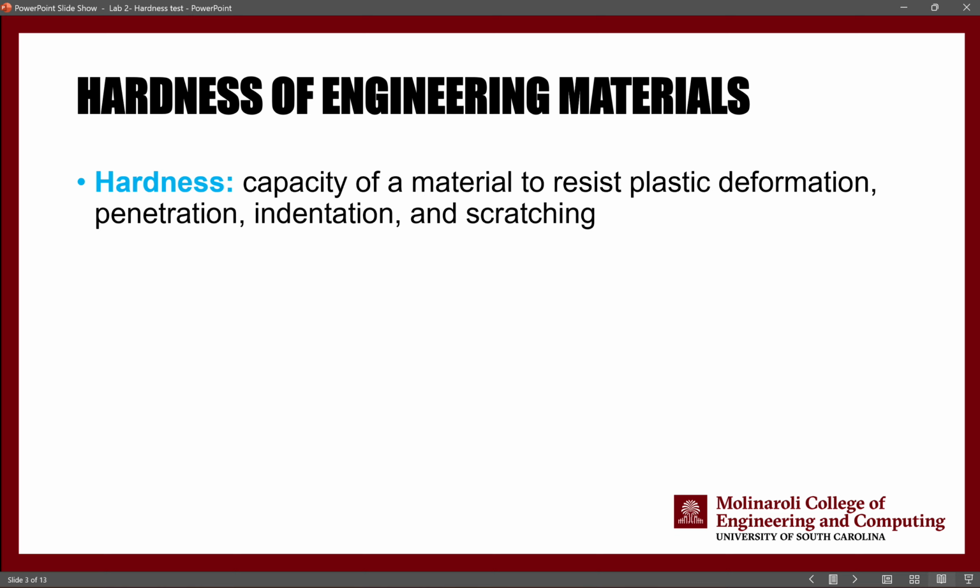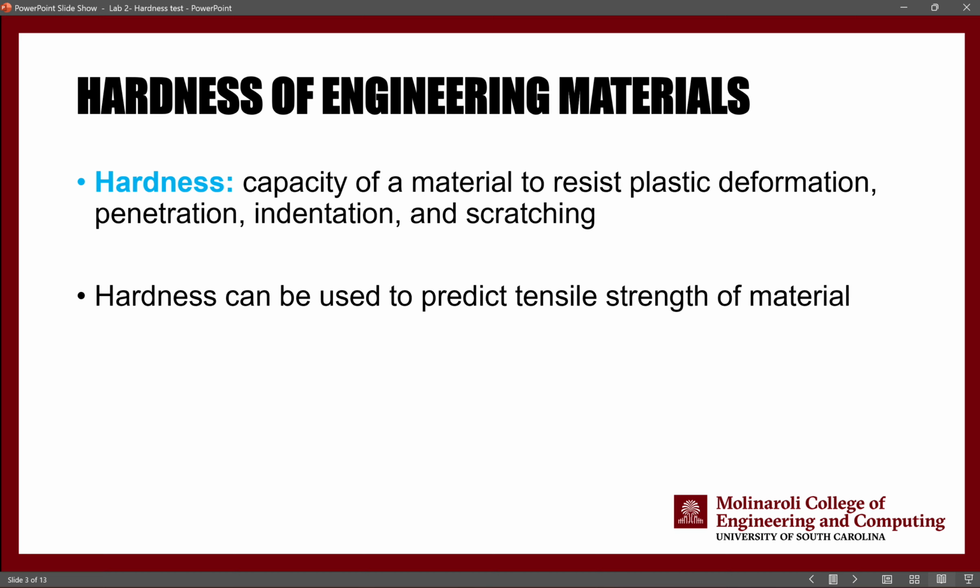Okay, what is hardness? Hardness is defined as the capacity of a material to resist plastic deformation, penetration, indentation, and or scratching. We can use the value of the hardness of a material to predict the tensile strength of the material. We're going to see the relationships later on.